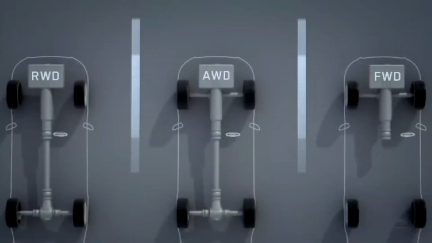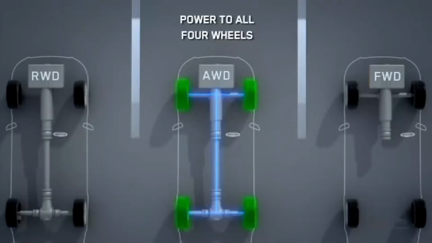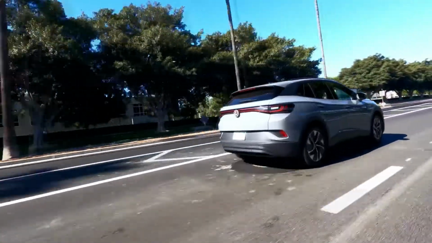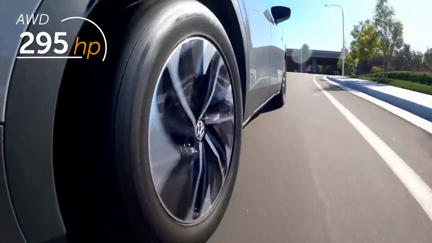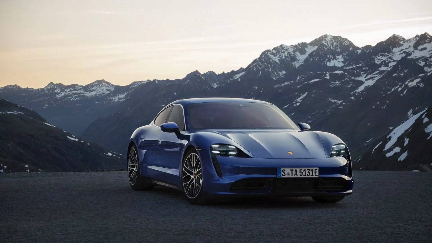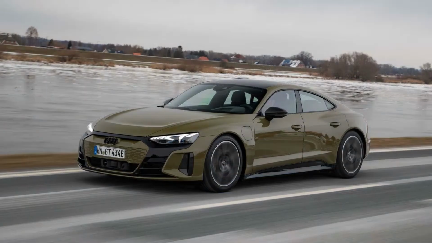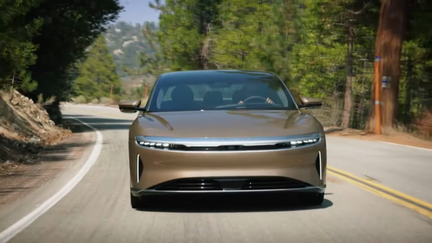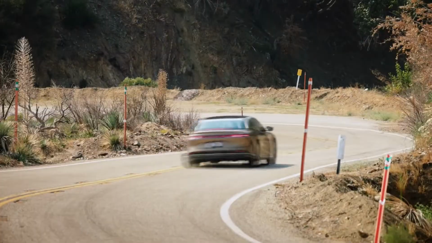All-wheel drive has the vehicle's battery sending power to all four wheels. Normally, most electric cars have two electric motors, one driving the front wheels and one driving the rear wheels. Examples include the Tesla Model S, Porsche Taycan Turbo S, Audi RS e-tron GT, BMW i4 M50, Volvo C40, and many others.